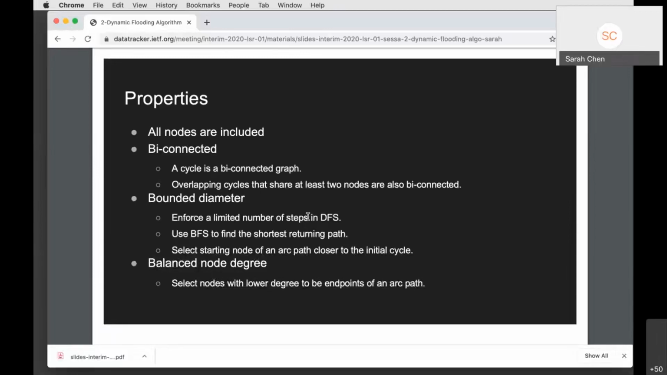When we select the starting node of the arc path, we can select those close to the initial cycle. So the arcs are built around the initial cycle instead of going further away. So the subgraph can also have a balanced node degree. When we select the starting node of each arc, we can select a node with lower degree. So there might be a trade-off between the diameter and the node degree in this algorithm.